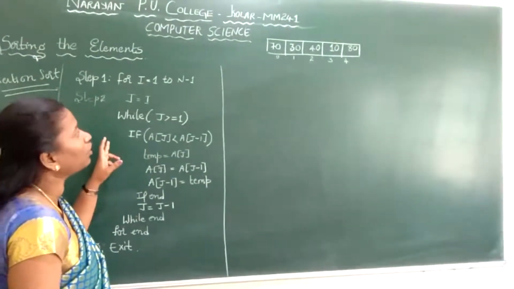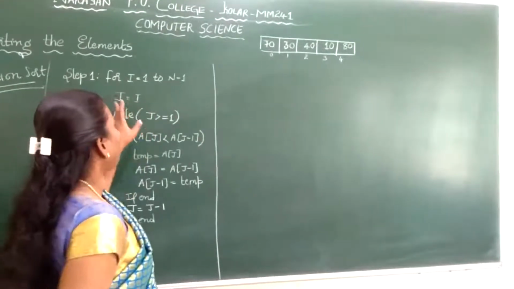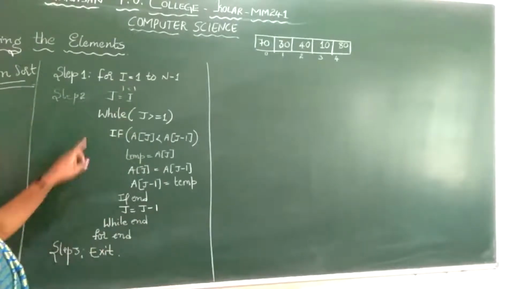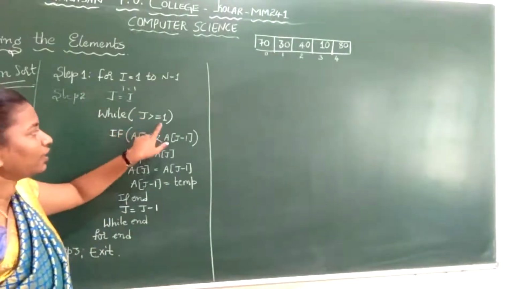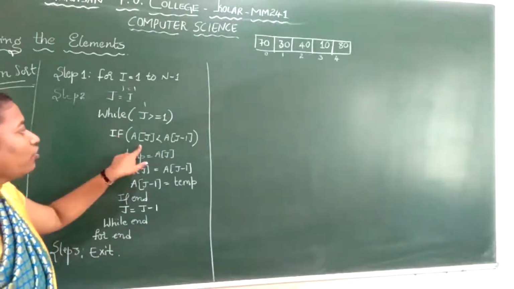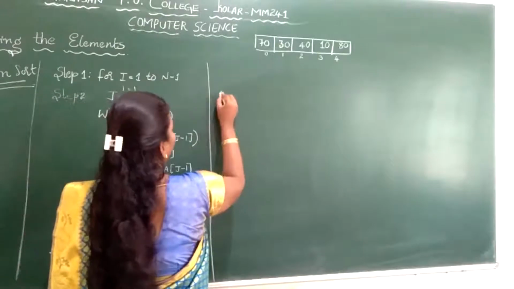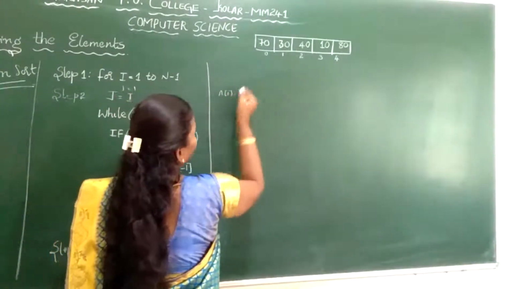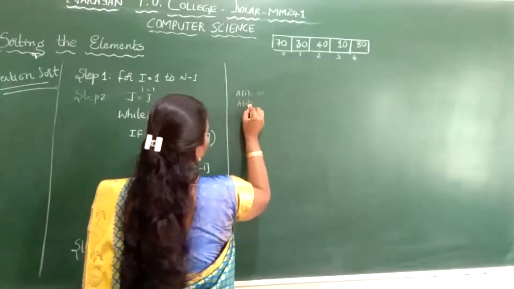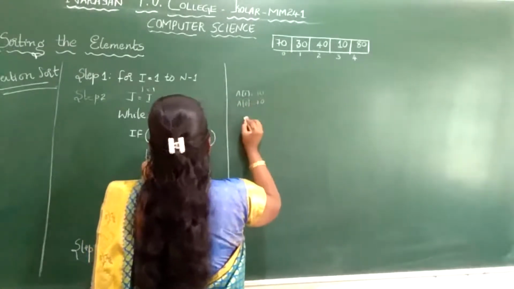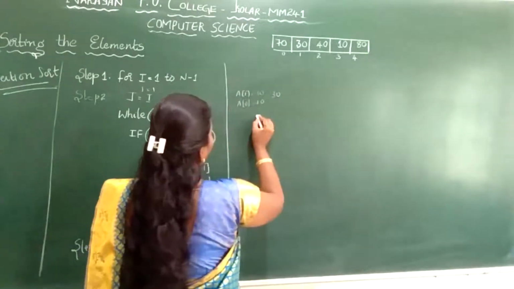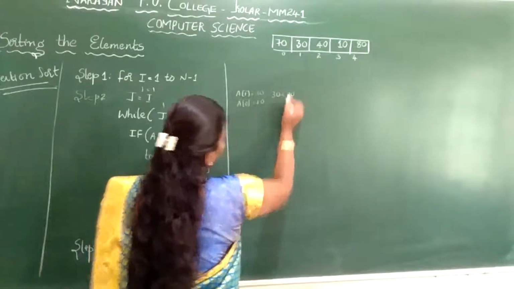Now for I is equal to 1 to n minus 1, imagine my j is equal to 1. While 1 is greater than or equal to 1, j is 1. Yes, 1 is equal to 1. If a of j, what is a of j? A of 1 is 30. What is a of j minus 1? A of 0, that is 70. So a of j is 30 and a of j minus 1 is 70. 30 is less than 70.